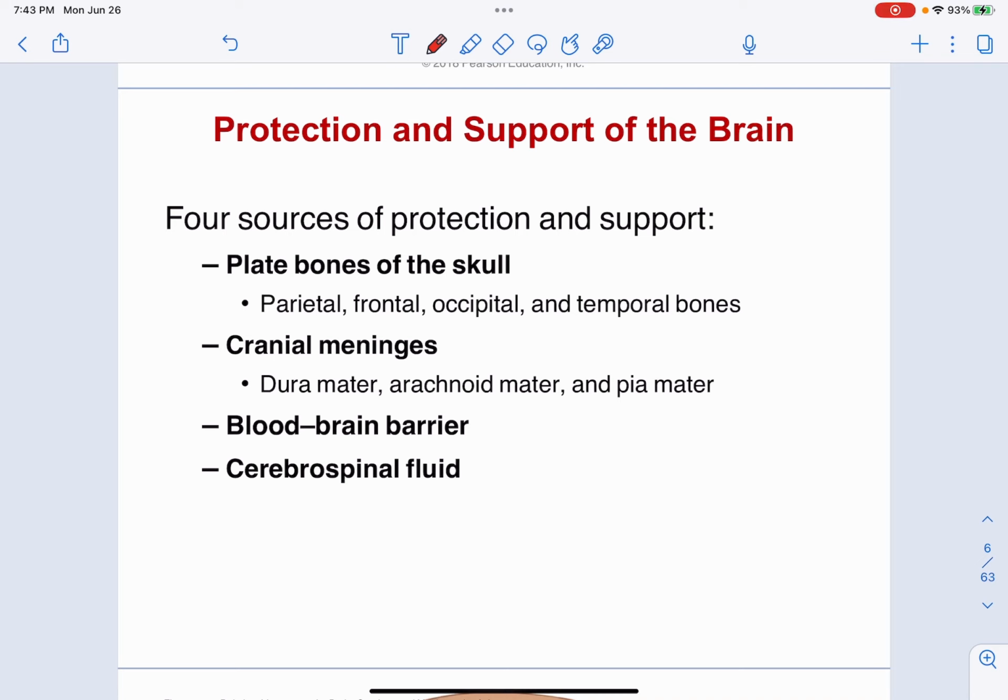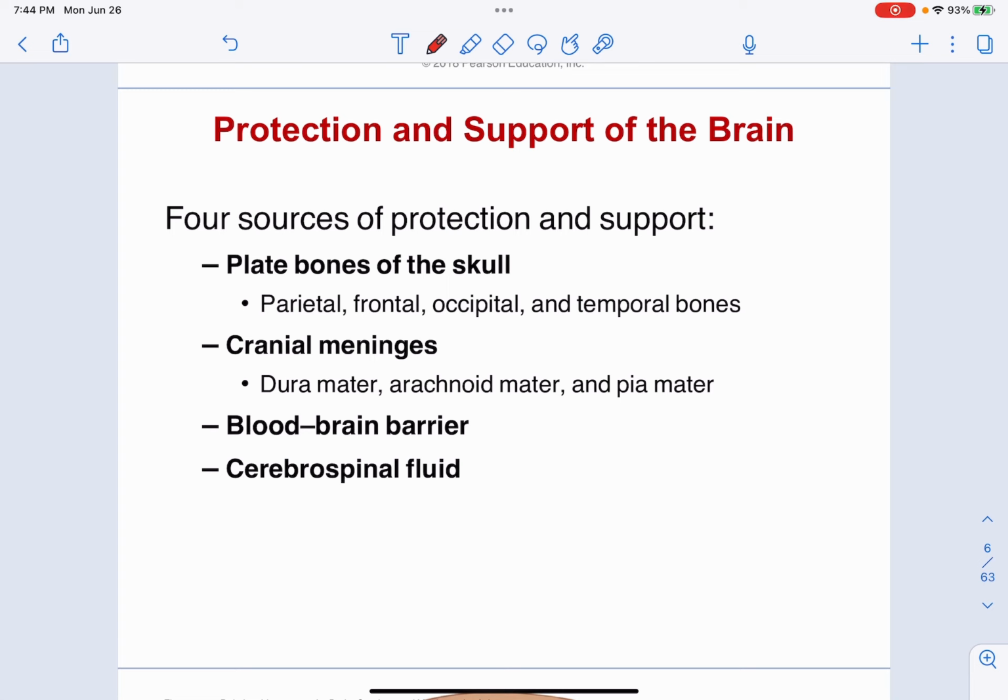First of all, we have the plate bones or the flat bones of the skull that we learned about, right? The parietal bone, the frontal bone, the occipital, and the temporal bones. And then below those bones, beneath that, we have a series of membranes called meninges. And we're going to take a deeper look at those meninges because they are structured a little bit differently in the brain compared to the spinal cord.